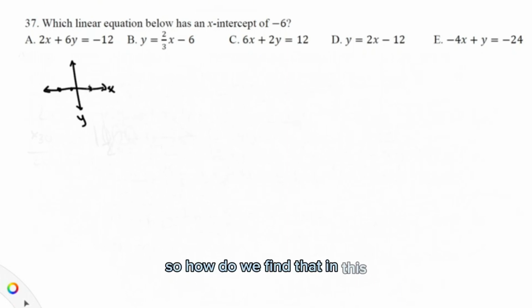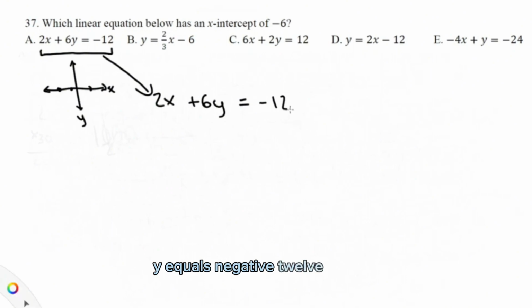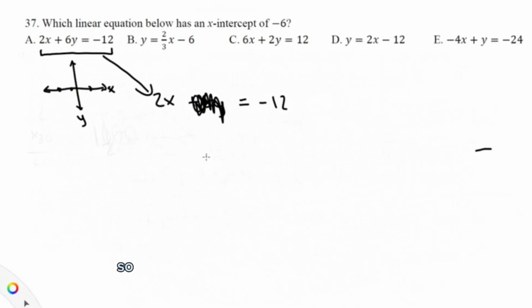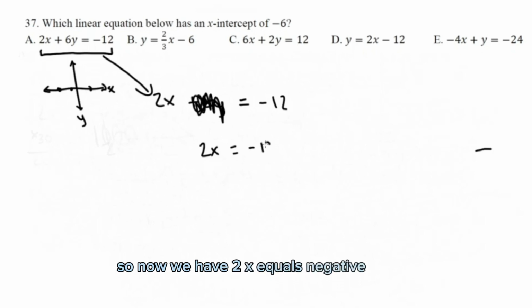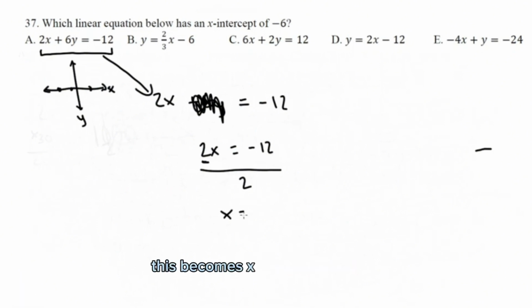So how do we find that in this? Well, all we're going to do is set every single value of y to 0 and then see which one solves to x equals negative 6. So let's start with a. So a is 2x plus 6y equals negative 12. We have to set y to 0 to find it. So when we set y to 0, that gets rid of it, right? So now we have 2x equals negative 12. And when we divide both sides by 2 to get rid of this coefficient, this becomes x equals negative 6, which means that's your answer right here.